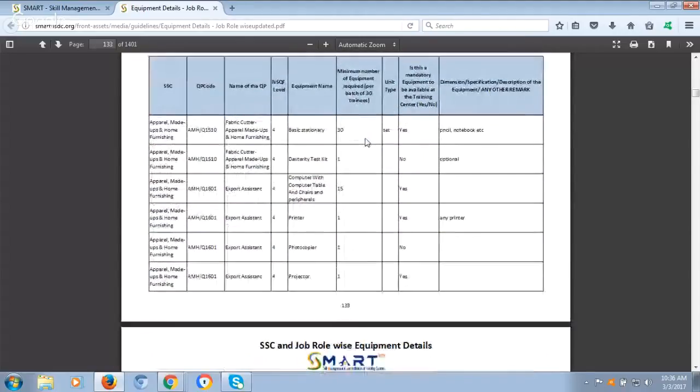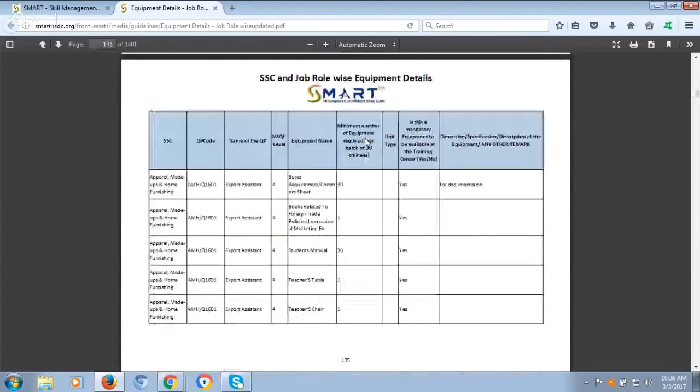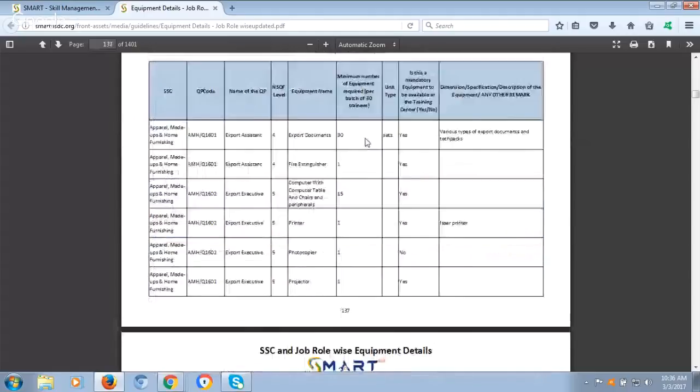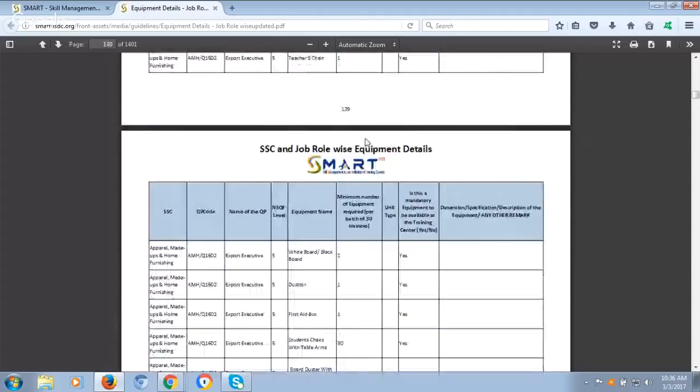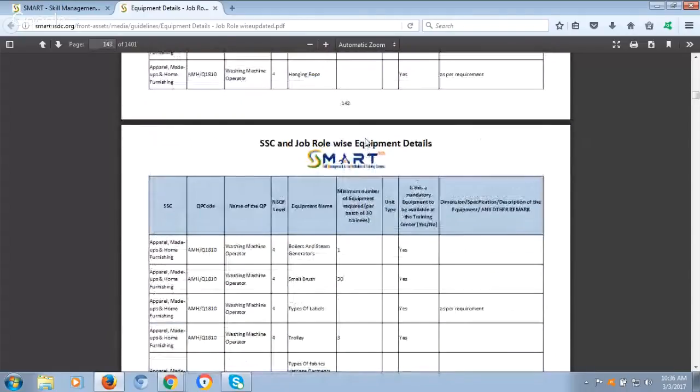So you can select according to your choice or expertise available. Just to show you, they have defined the qualification pack code, equipment name, and minimum number for a batch of 30 persons, what a training center should have before applying. We can go to another detail.